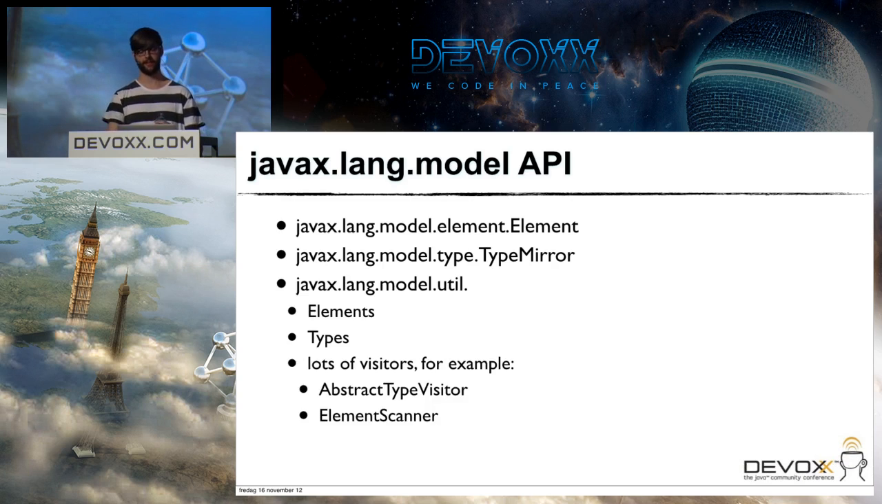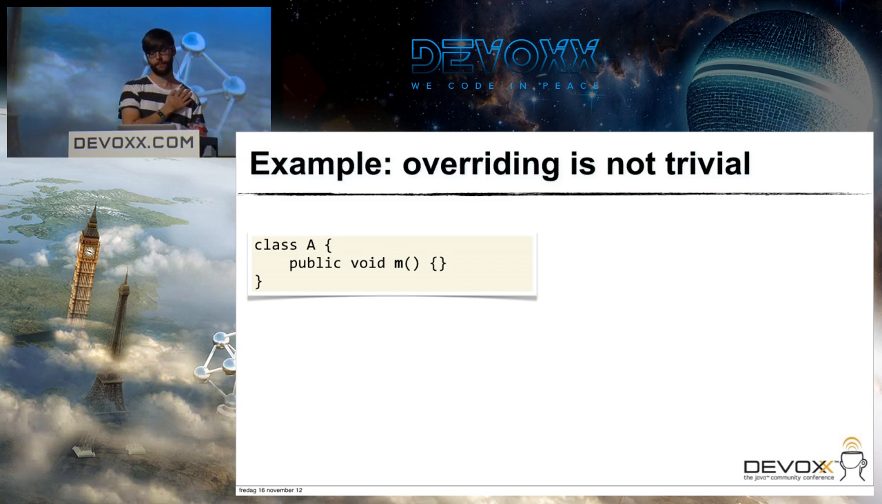For example, those visitors that I love. There's a type visitor that you can just extend that visits all the types in your source code. And there's this element scanner that visits all the source. So here's an example of the things that this API provides for you.